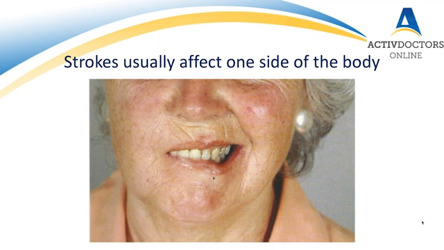Strokes usually affect one side of the body, like you see in this. That's because one side of the body is controlled by one side of the brain and the other side of the body is controlled by the other side of the brain. And you may have heard in the past, which is true, that the left side of the brain controls the right side of the body and the right side of the brain controls the left side of the body. So when you have a stroke, which is usually in a fixed area, whatever area it's in, the other side of the body will typically be affected.